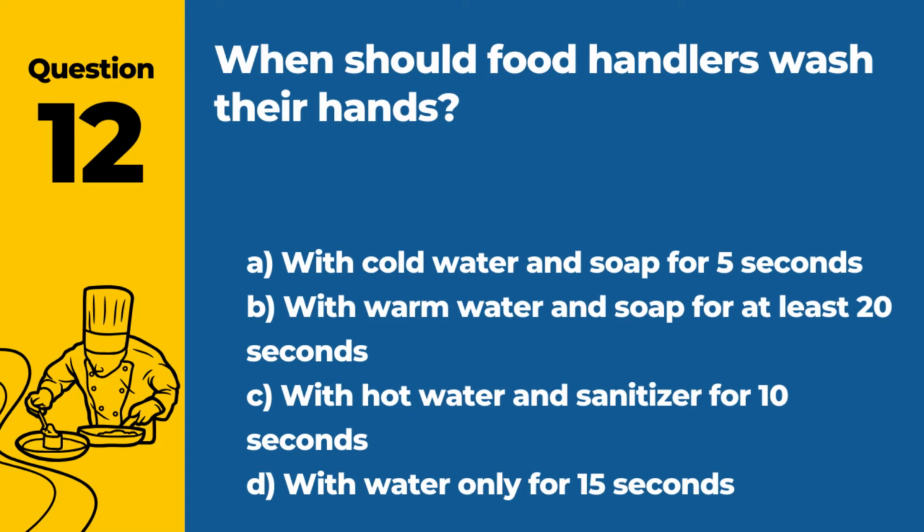Question 12. What is the correct way to wash hands? A. With cold water and soap for 5 seconds. B. With warm water and soap for at least 20 seconds. C. With hot water and sanitizer for 10 seconds. D. With water only for 15 seconds. Answer: B. With warm water and soap for at least 20 seconds. The correct way to wash hands is with warm water and soap for at least 20 seconds.